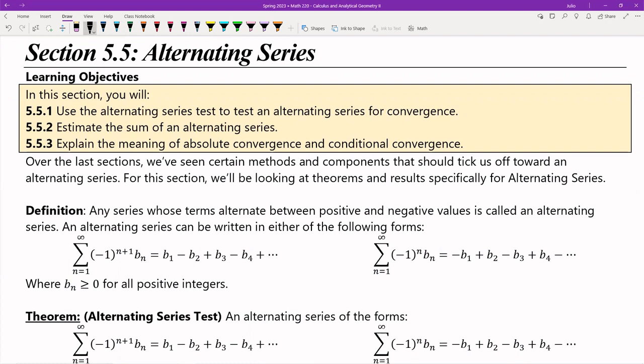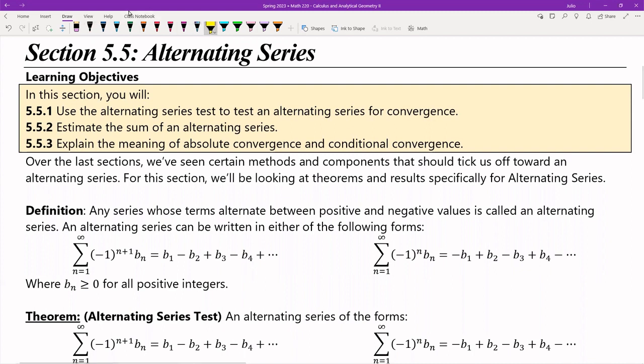Hello, everyone. This is the lecture for section 5.5, alternating series. Over the last couple sections, we've been looking at how to prove a certain series is convergent or divergent. In this particular section, we're going to be looking at, in particular, alternating series. I've already been throwing a bunch of stuff at you that gets you working up to this already. So first of all, let me start off with the definition of what an alternating series is.